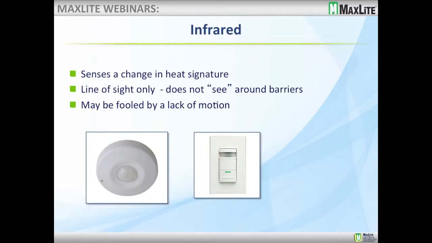But another problem with infrared is it can be fooled by a lack of motion. So small motion, like sitting at your desk and writing, may actually cause the sensor to turn off. And I'm sure we've all experienced being somewhere where maybe we're reading a book or sitting and writing, and all of a sudden the lights go off in the room. You got to wave your hands around and get them back on. That's most likely an infrared sensor.